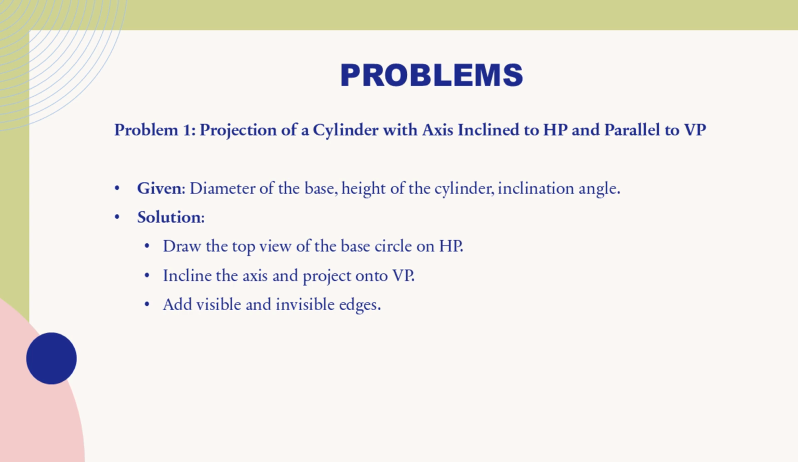Let's solve a practical projection problem with a cylinder. We'll work with a cylinder whose axis is inclined to the horizontal plane. The process begins by drawing the top view of the base circle. Next, we'll incline the axis and project it onto the vertical plane. Finally, we'll add both visible and invisible edges to complete the projection.